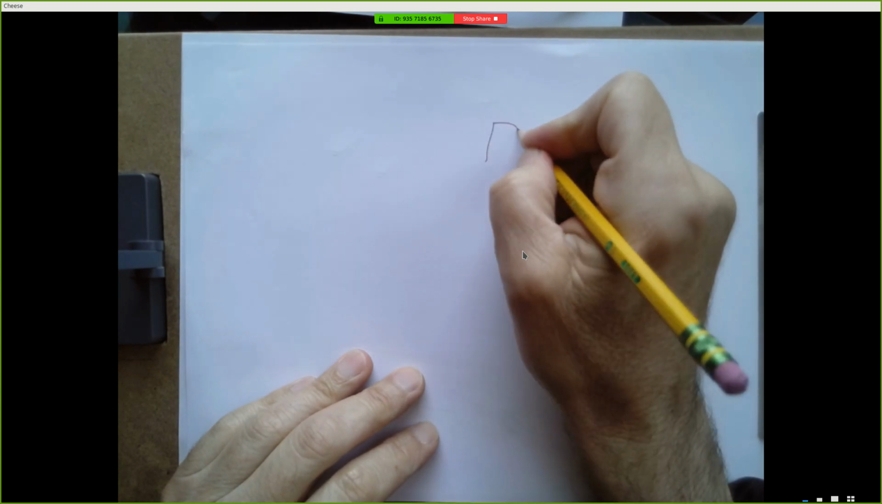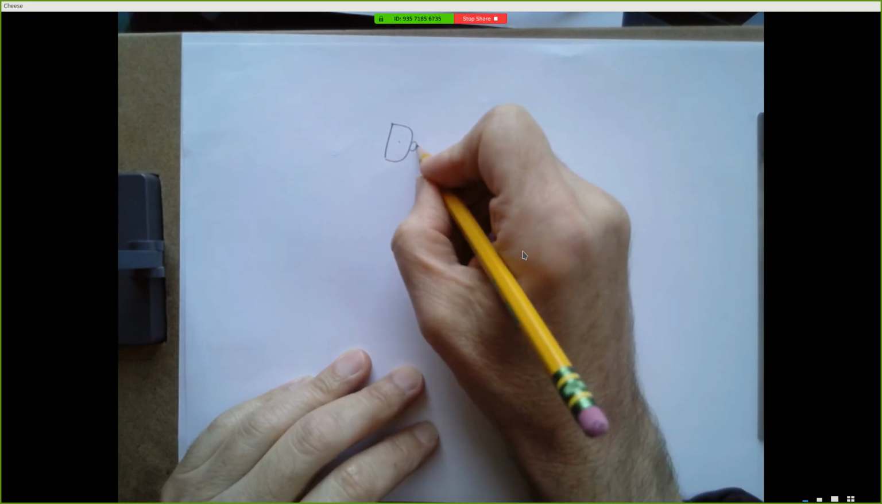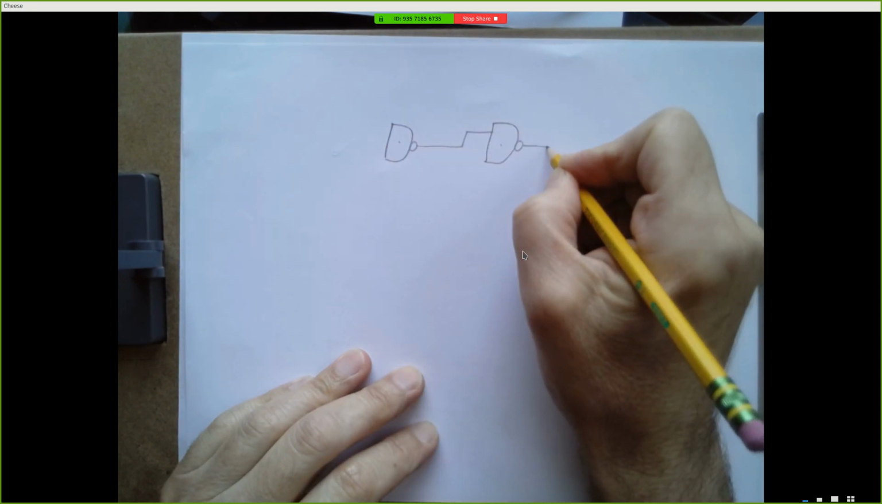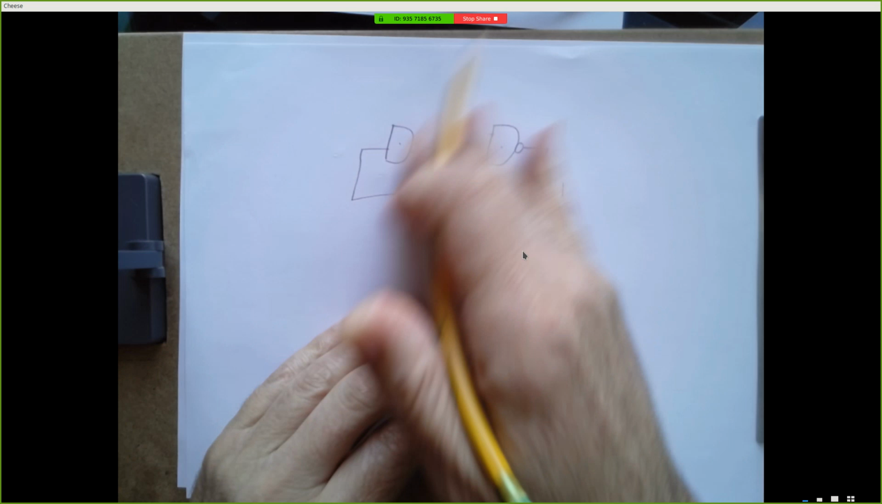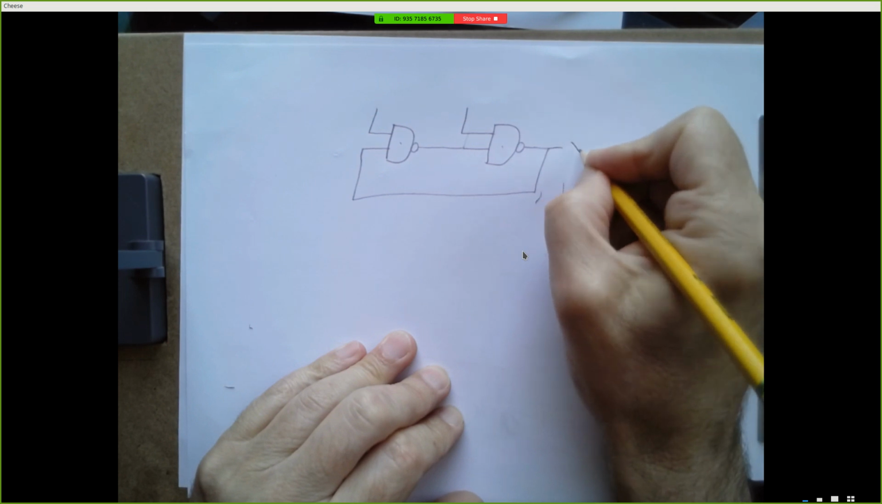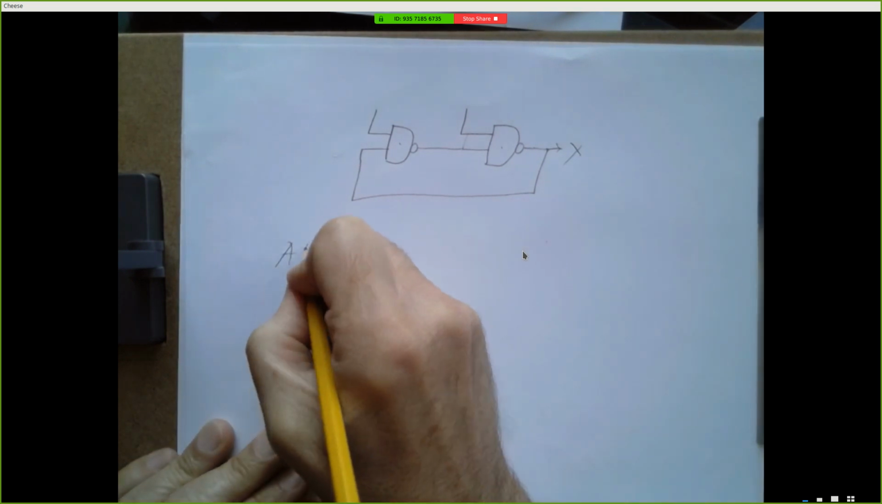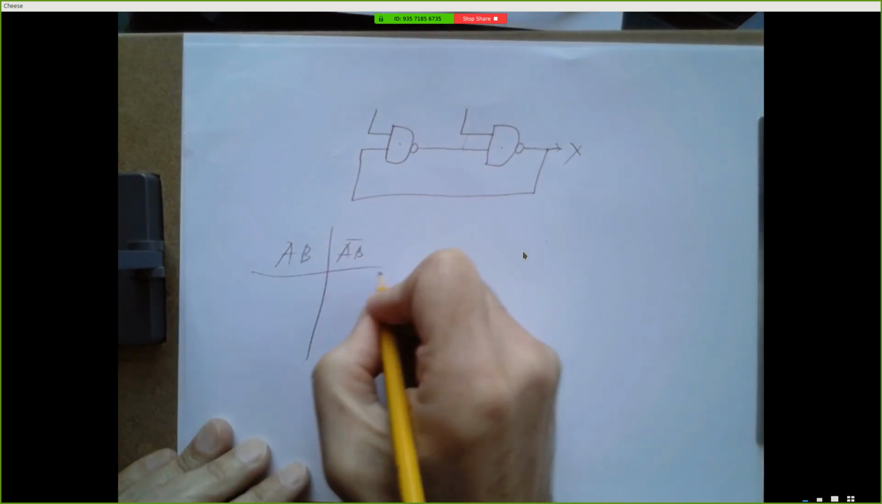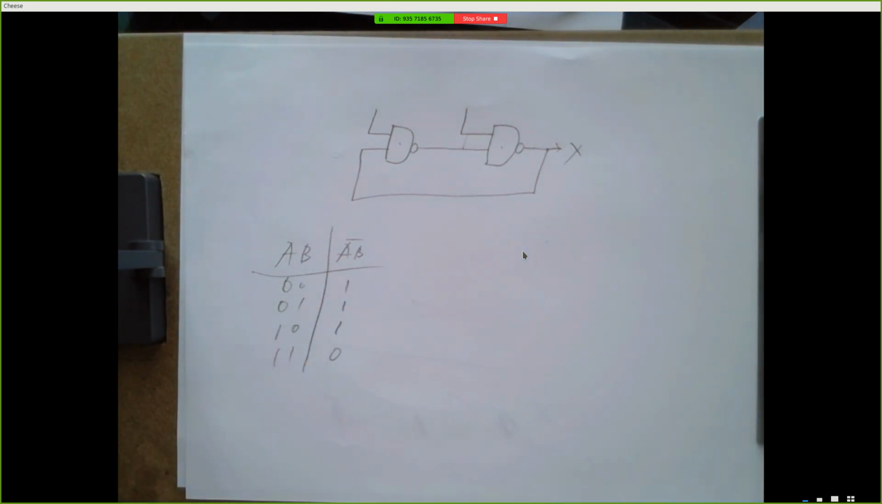So let me show you a slightly different version of this circuit, which is a pair of NAND gates. And remember, NANDs are almost like inverters. I should have drawn this on the bottom. Alright, so here's an output X. And let's remind ourselves what a NAND gate looks like. So it does that.